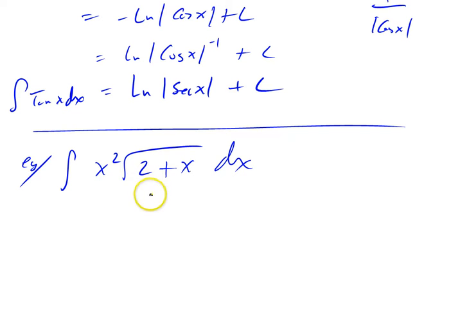However, what we can do here is let u equal the inside. Let u equal 2 plus x. Remember, I can do anything I want, and so can you. But once you make that choice, you're obligated to do it right. Okay, so if I let u equal 2 plus x, what's du? Well, the derivative of 2 is 0, the derivative of x is 1, so this is just dx.